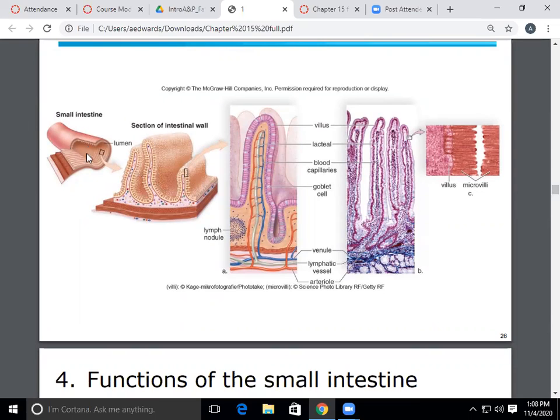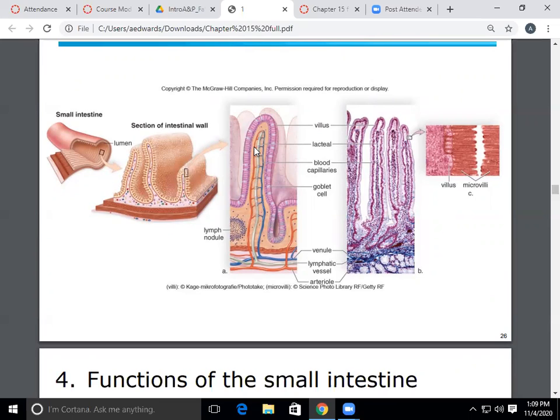So here's your small intestine. Here's the lining of the small intestine. The space we call the lumen. If we were to take a section of the intestinal wall and look at that under the magnifying glass, this is what we would see. Here's your villus. Inside the villus, you have the lacteal and your blood capillaries. The lacteal runs straight down the middle.